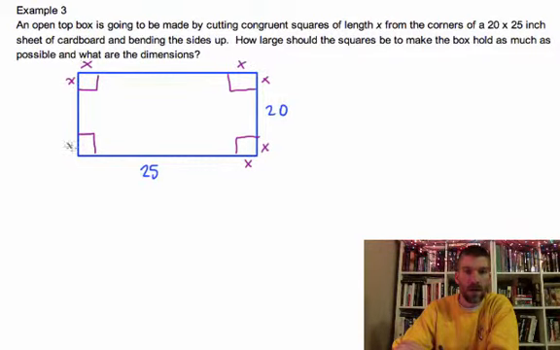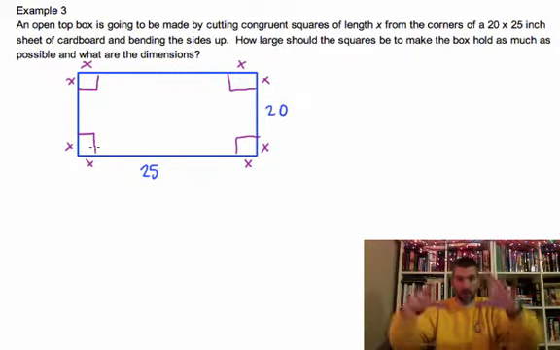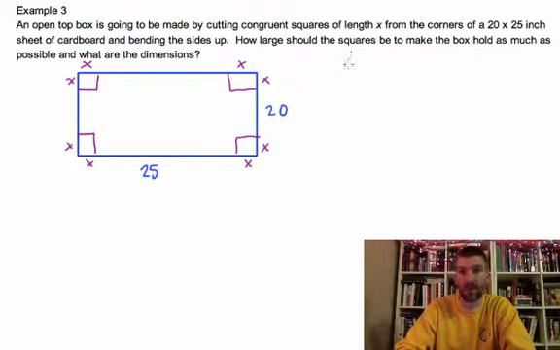So try this at home even. Take a flat sheet of paper, cut out squares in each corner, and when you fold what's left straight up, you're going to create a box. And we want to create a box with maximum volume. And volume is equal to length times width times height.